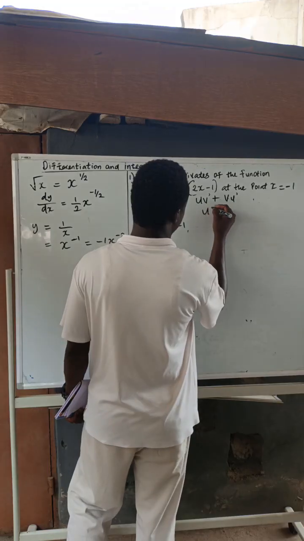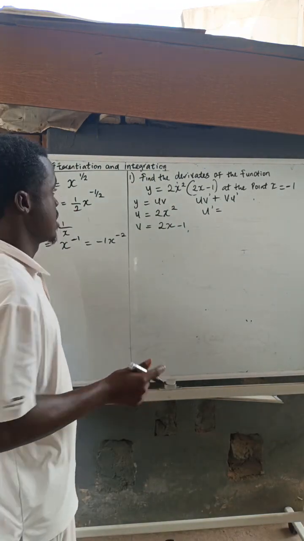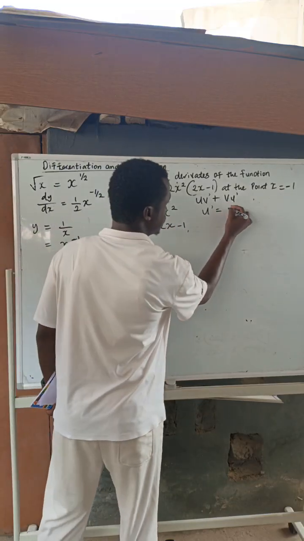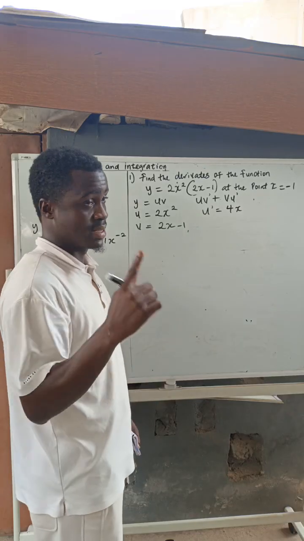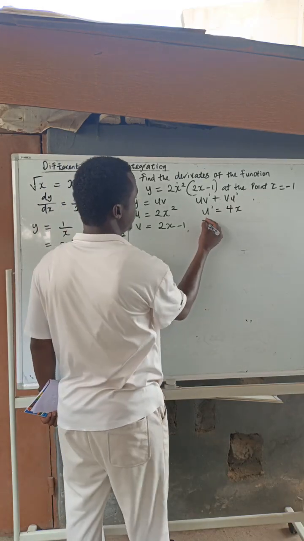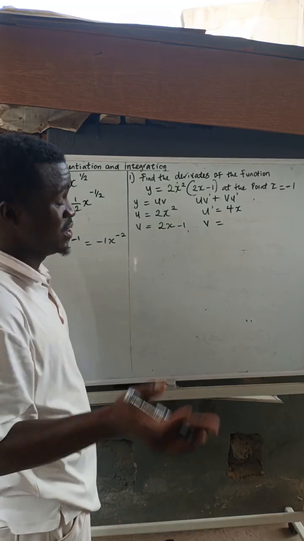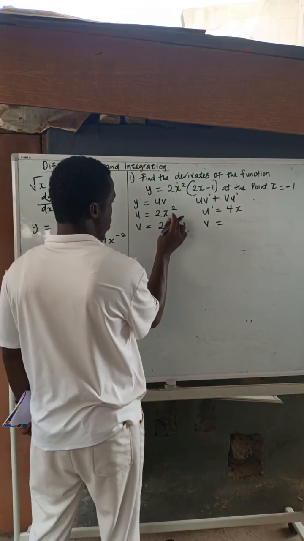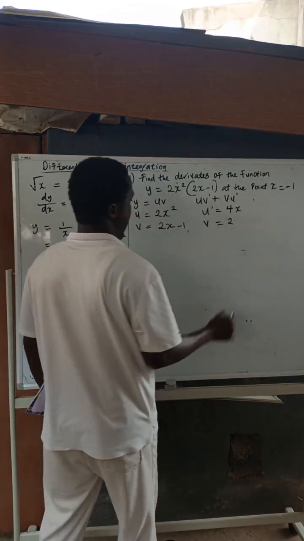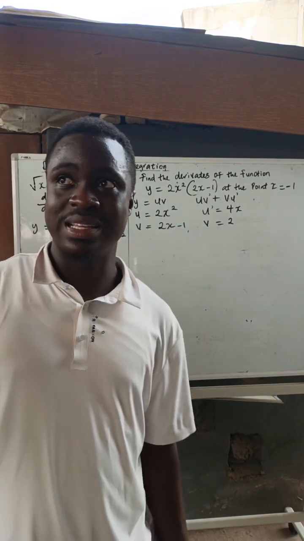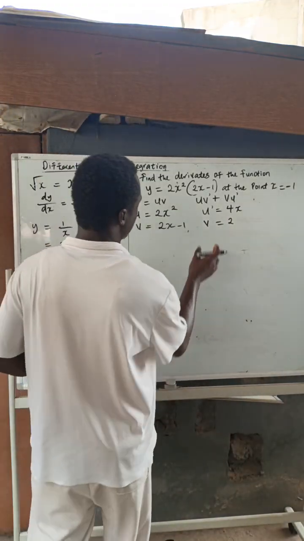Now, my u prime means I want to differentiate this one. So 2 multiplied by 2 gives me 4x, and 2 minus 1 is 1, so I don't need to put it here. For v, I told you that whenever you have a minus any number that does not have the x, you take it away. So this is 1 multiplied by 2 gives me 2, and 1 minus 1 is 0. So x raised to the power of 0 is 1, and 1 multiplied by 2 is 2.